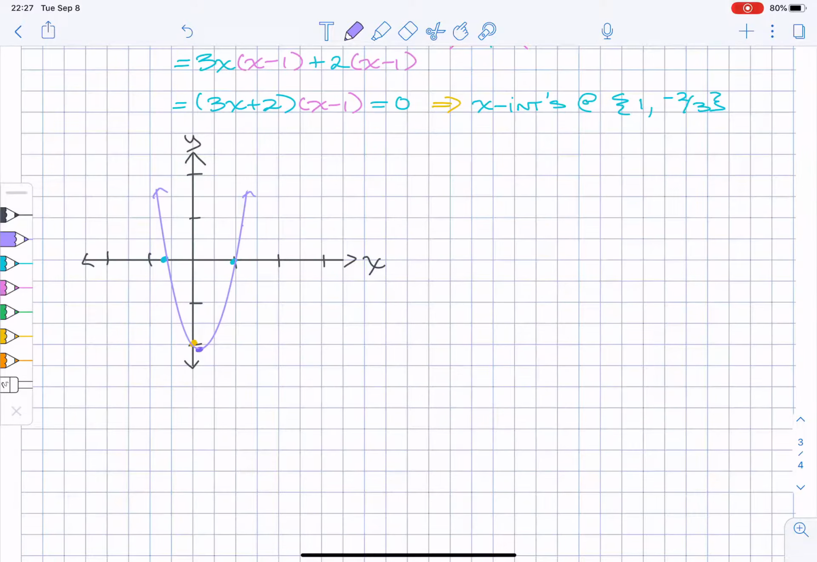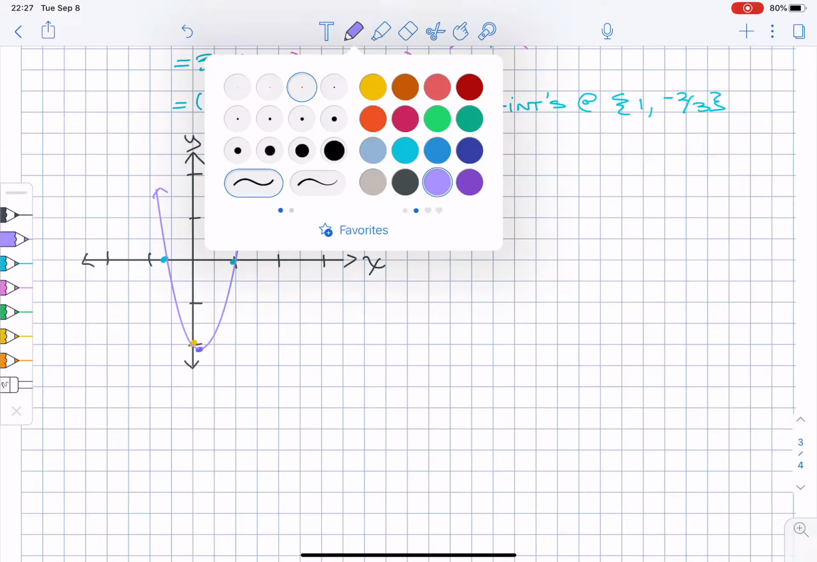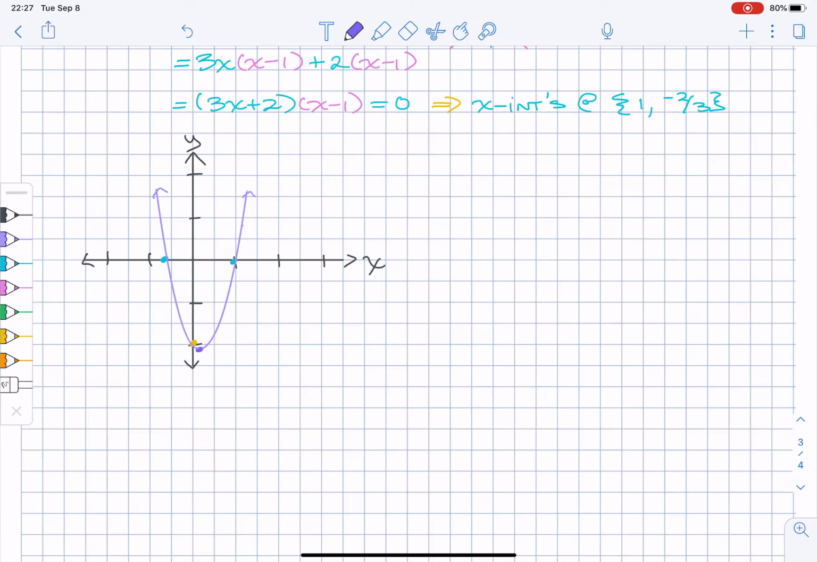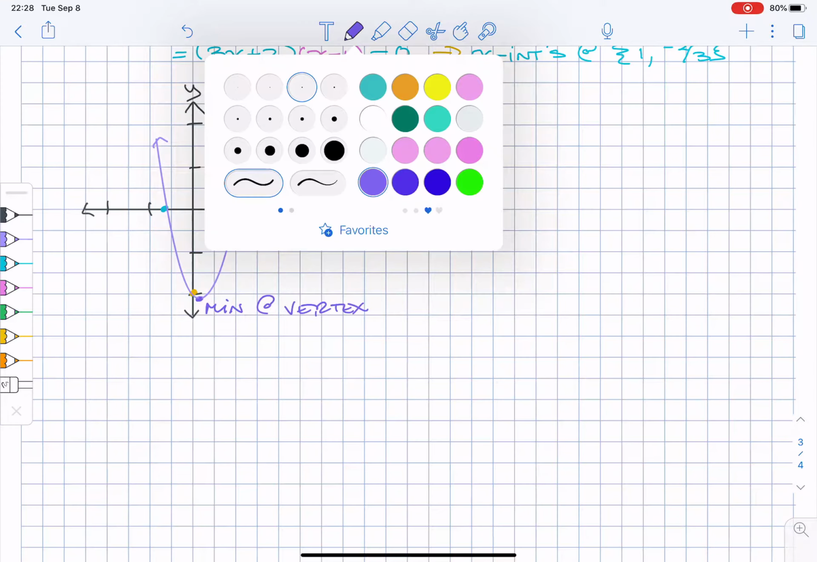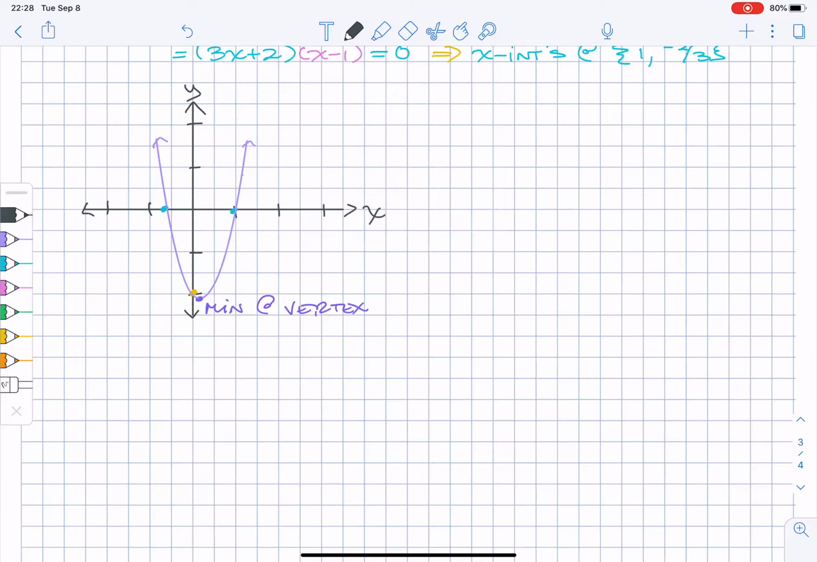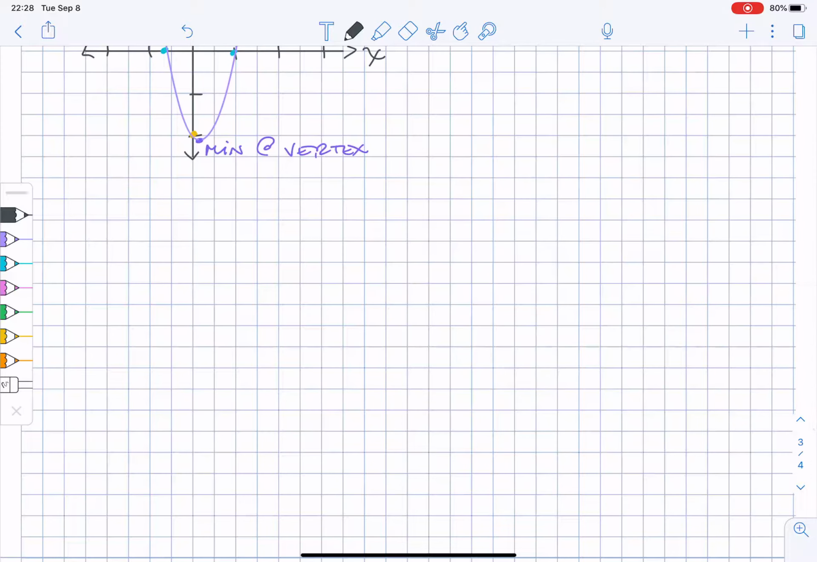Good enough. Okay, so notice that the vertex is a minimum again, because I have minimum and vertex. Okay, let's see if I can do one more. Then we'll go into a different subtopic.